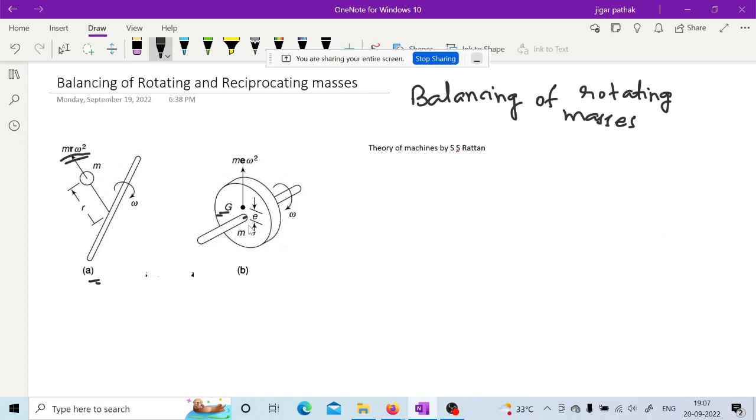Whenever you are having unbalanced forces or unbalanced mass present in the component, you have to balance those masses.